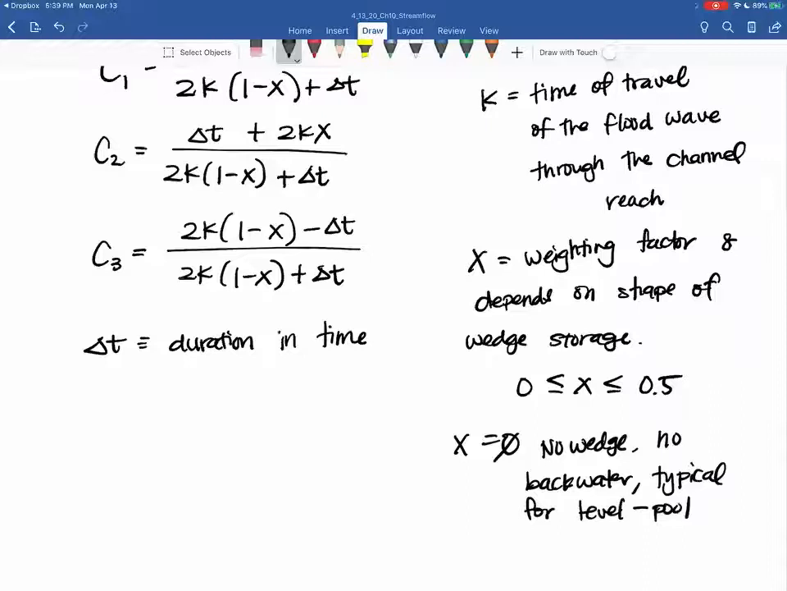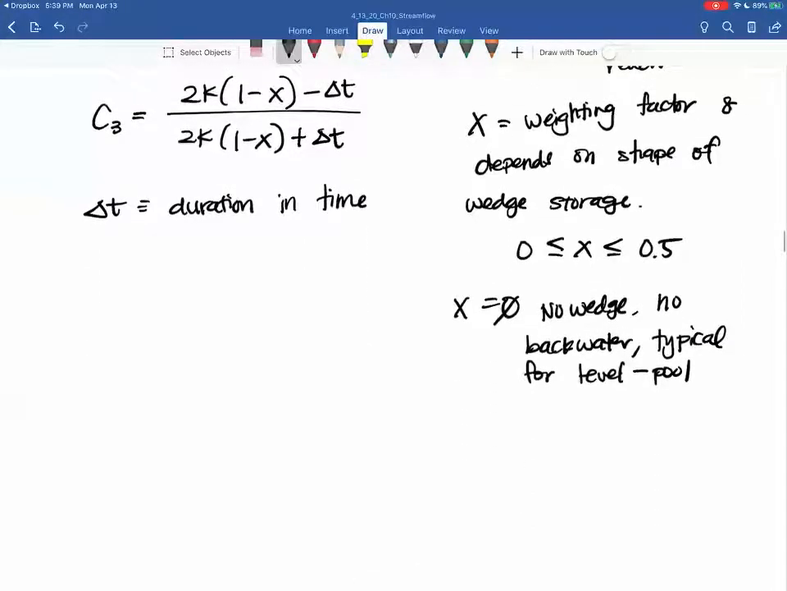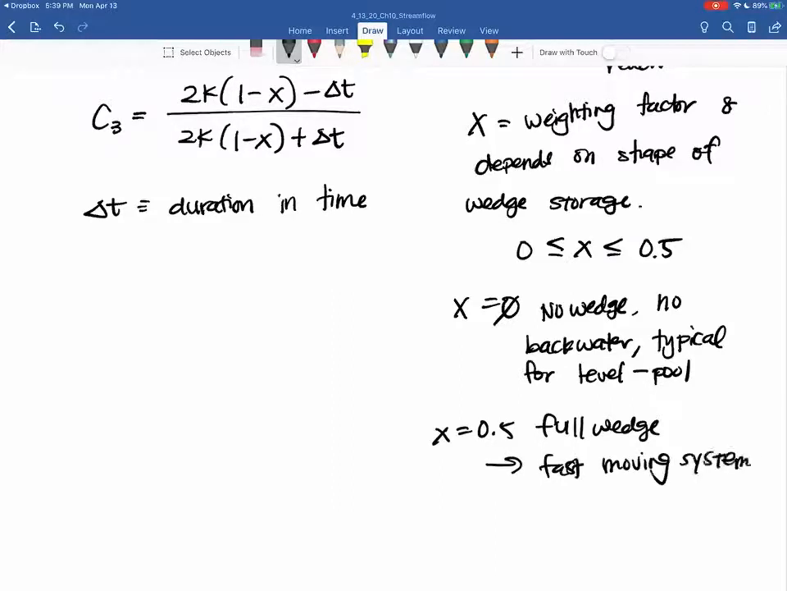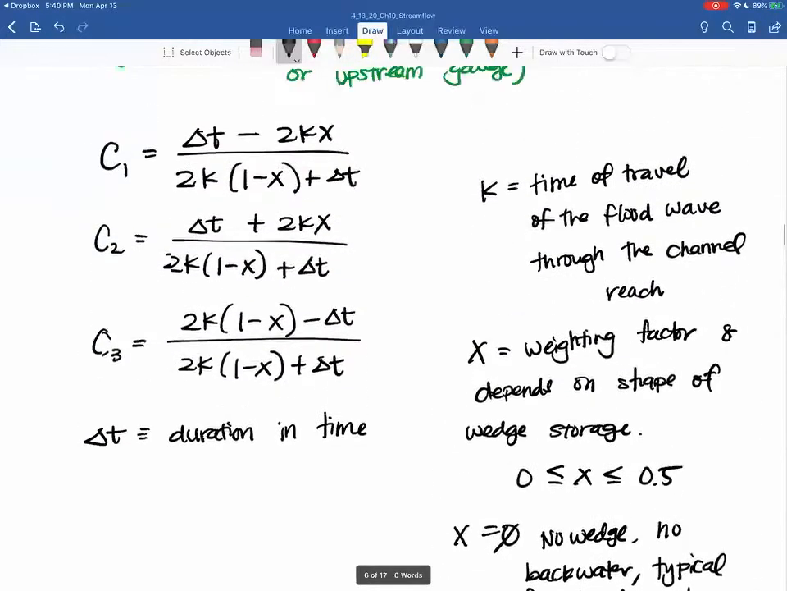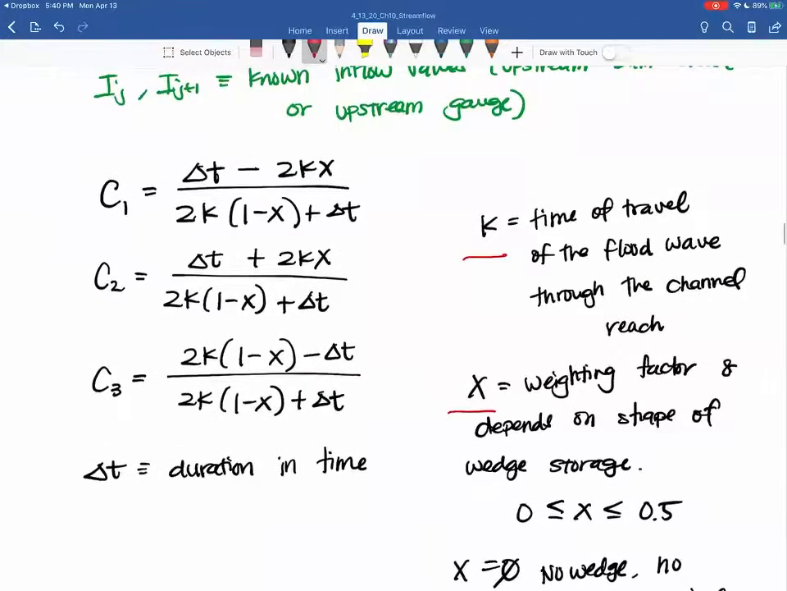So again, just no backwater coming into the system. It's just a flat channel. X equal to 0.5 is a full wedge, and this is really common for fast-moving systems, so like urban systems that are contributing to the flow. And an X of 0 to 0.3 is typical for like a natural stream. Okay, did I get everything? We have K, we have X, and we have DT.